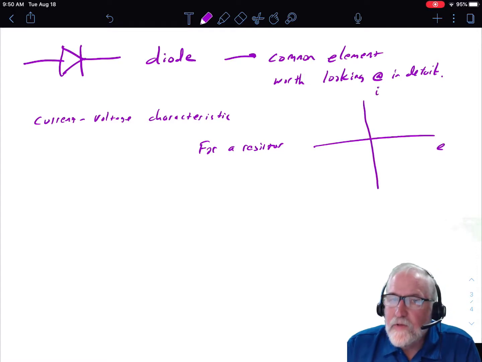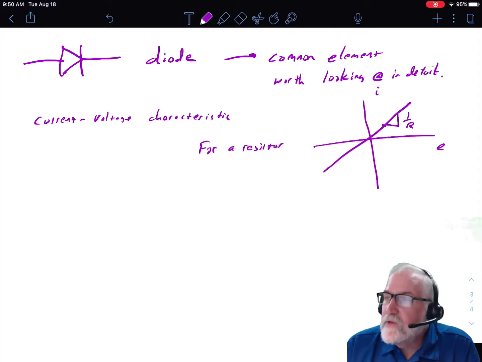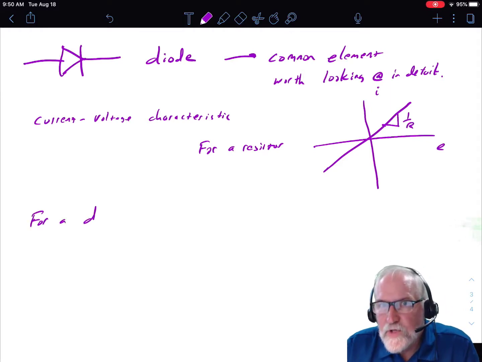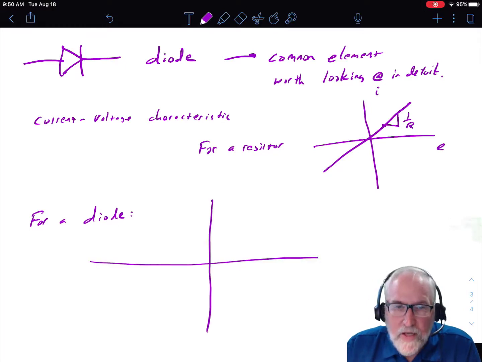Well, we can plot current on the y-axis, voltage on the x-axis, and the resistor is a straight line whose slope is 1 over R. Pretty simple, nice linear element. Diodes are not linear, and they're pretty complicated, and their typical characteristic curve looks like this.